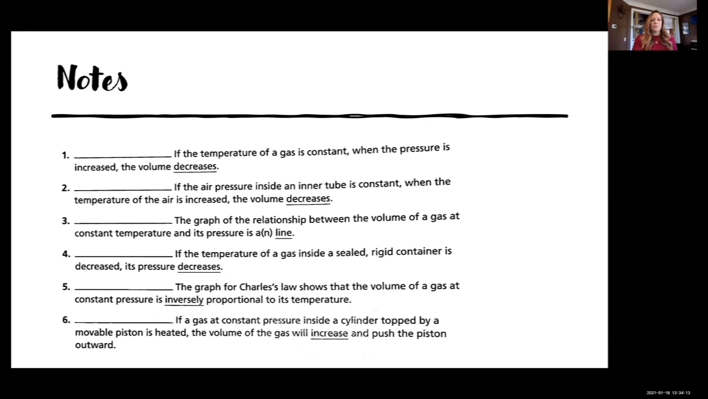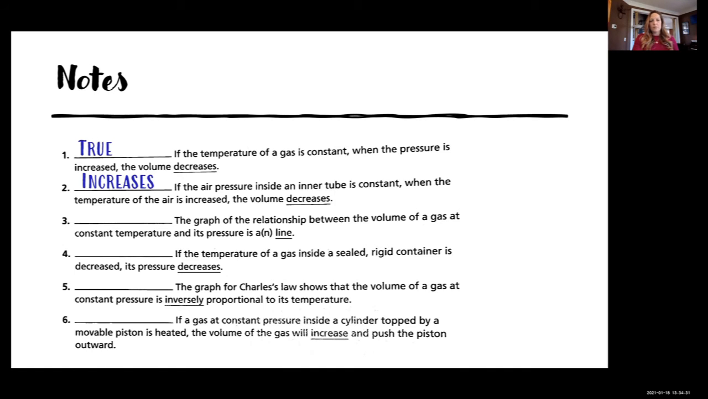So here are the answers from your notes. If temperature of a gas is constant, when the pressure is increased, the volume decreases. That is true. If the air pressure inside an inner tube is constant, when the temperature of the air is increased, the volume decreases, and that would be increases.